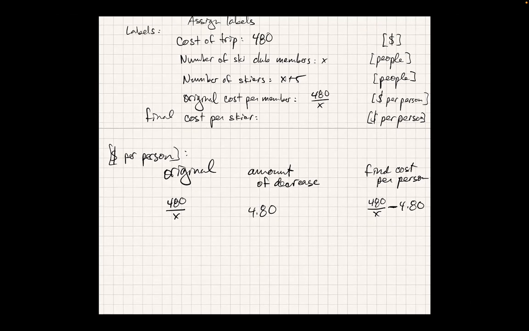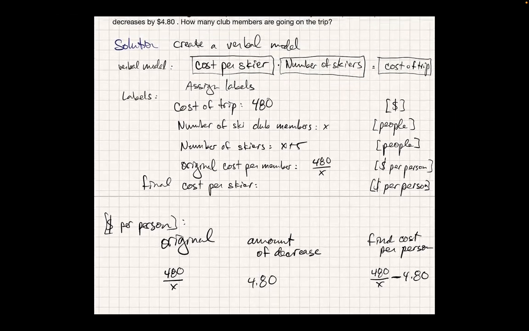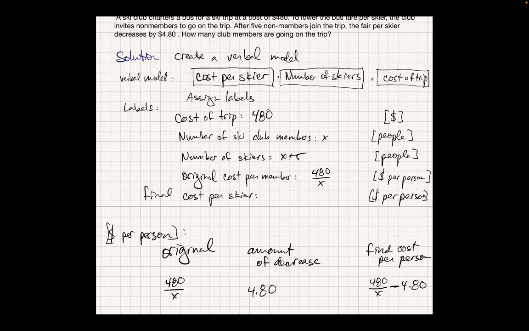And what's my unit? I thought it would just be full. Doesn't the fare decrease by 480 per skier? Yeah, fare per skier. What unit is that? Money per person. Dollars per person. So that 480 is a dollars per person unit. What's the unit for my final cost per skier? Dollars per person. It has to be in the same realm. We have to subtract something of the same units.